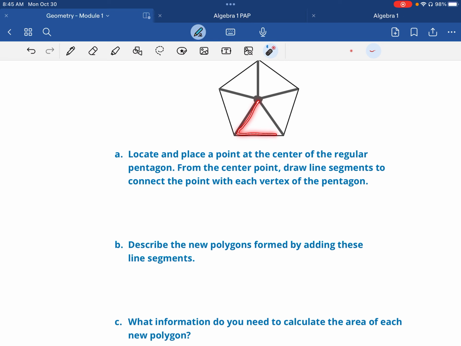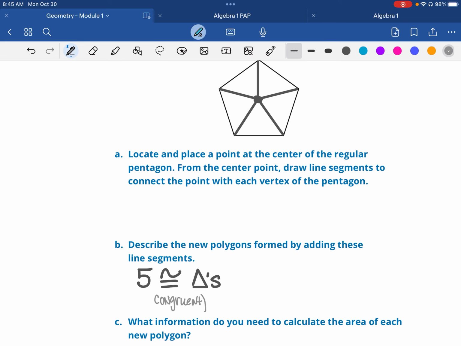All right, let's go ahead and describe the new polygons formed by adding these line segments. They're asking what kind of shape is this? Pause the video and see if you can figure it out. Well, of course, we have 5 congruent triangles. Remember this word right here, if you need it, means congruent. I'll just add it down here.